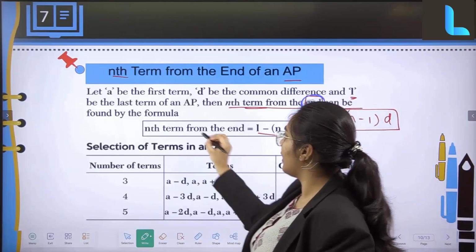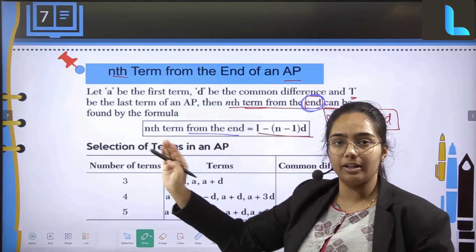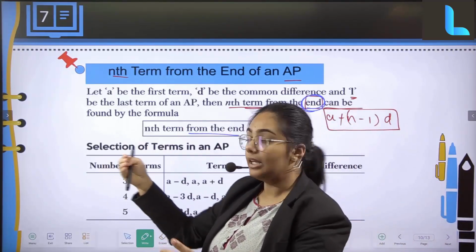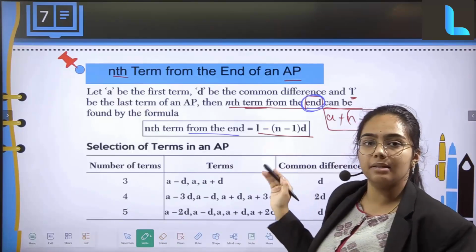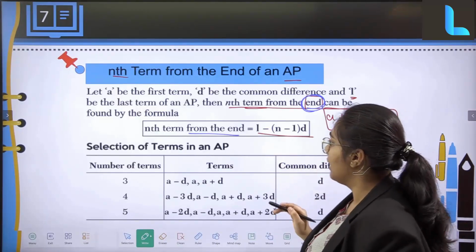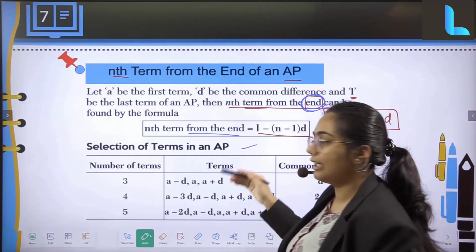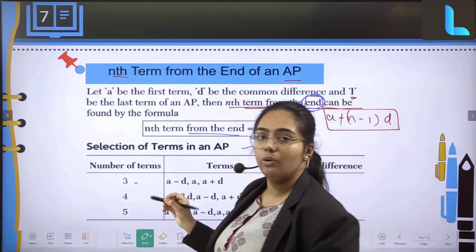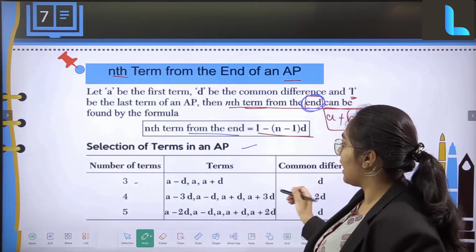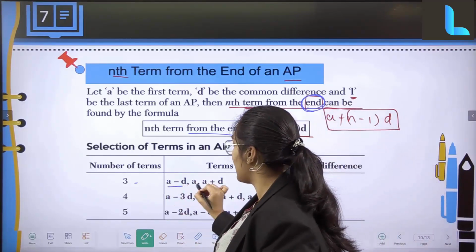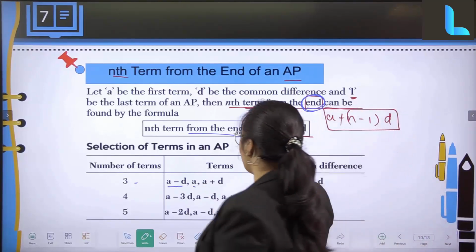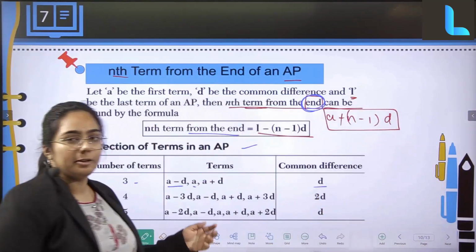So the formula from the end: if a question asks you to find the fourth term from the end, it is going to be L minus (n minus 1) into D. Right, selection of terms of an AP: you will have certain questions wherein if they ask you to find 3 terms, you have to consider the 3 terms as A minus D, A and A plus D. For this, the common difference will be equal to D.